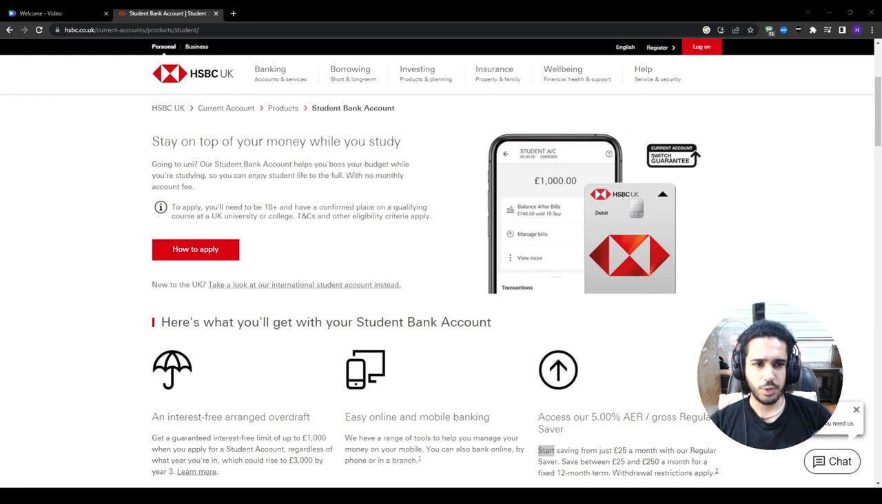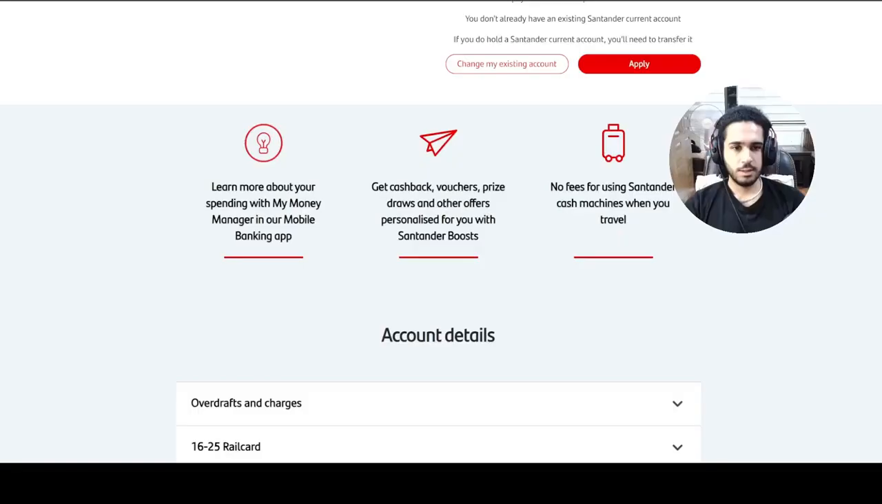HSBC also offers reduced fees for failed payments and withdrawing cash abroad. They also have a dedicated student hub with budgeting advice and tips, making this a well-rounded account.